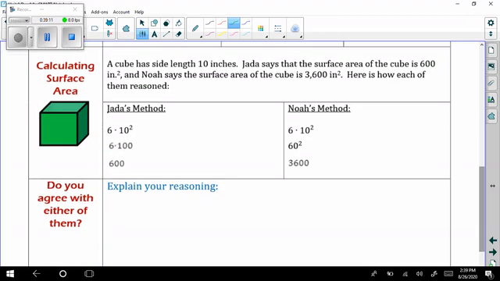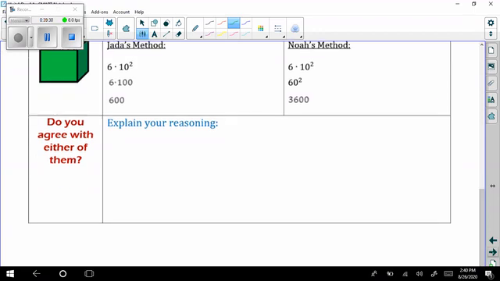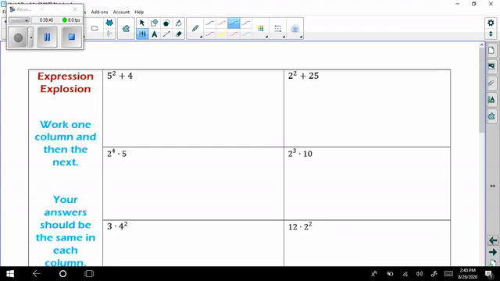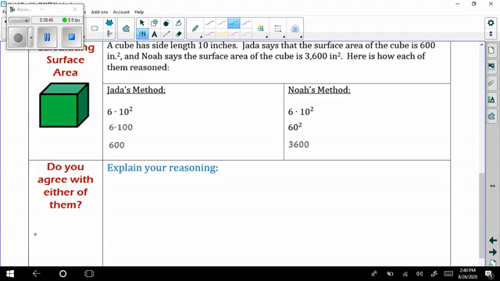The next one is a cube that has a side length of 10 inches. Jada says the surface area of the cube is 600 inches squared, and Noah says the surface area is 3,600 inches squared. Here's how they reasoned. I need you to look at these two, Jada's and Noah's, and then do you agree with either of them, yes or no, and then explain your reasoning. Refresher, that is a try on your own, so make sure you complete that on your own.